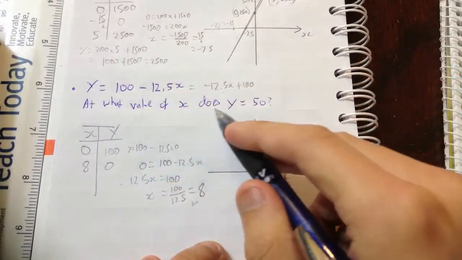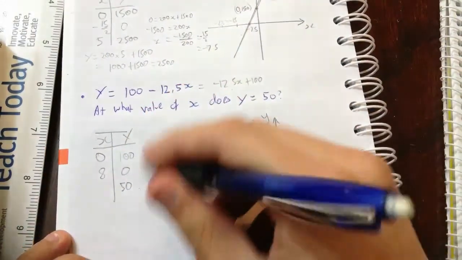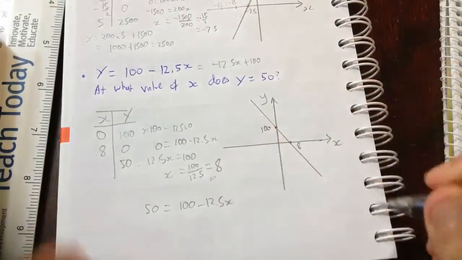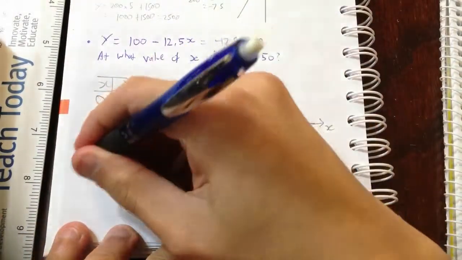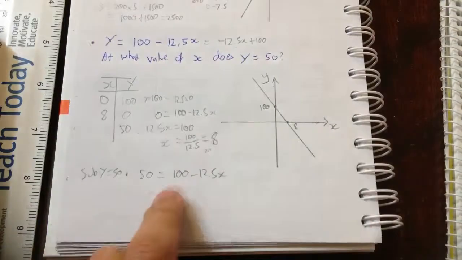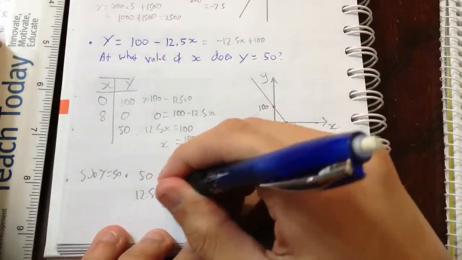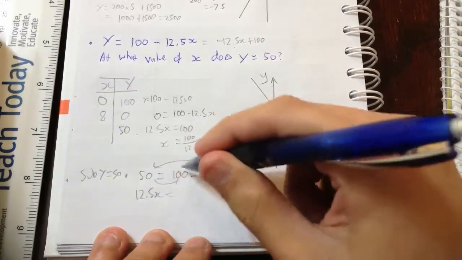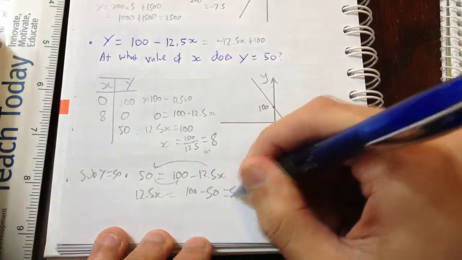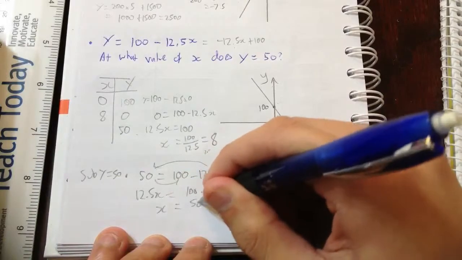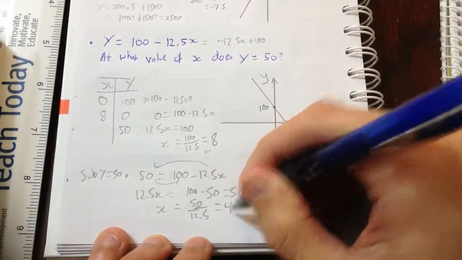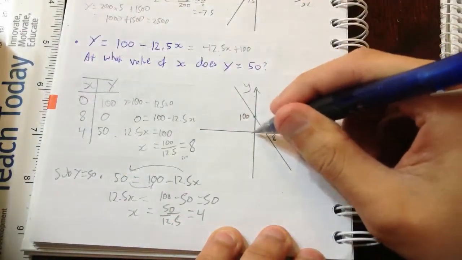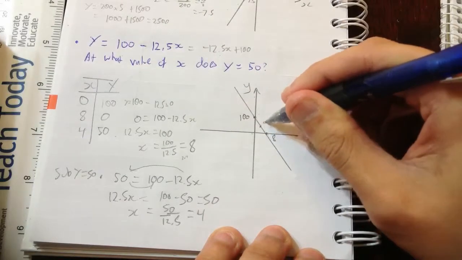And finally, for what value of x does y equal 50? If y equals 50, we just sub that in: 50 equals 100 minus 12.5x. Just trying to solve for x. Now, we take the 12.5x over, because I don't like negatives, so I want to bring it over to this side where it's positive. I'm going to bring this 50 over to the other side. 100 minus 50 equals 50. So x equals 50 divided by 12.5, which is 4. So over here, on the x-axis halfway along, it's about 4. That point will be 450.